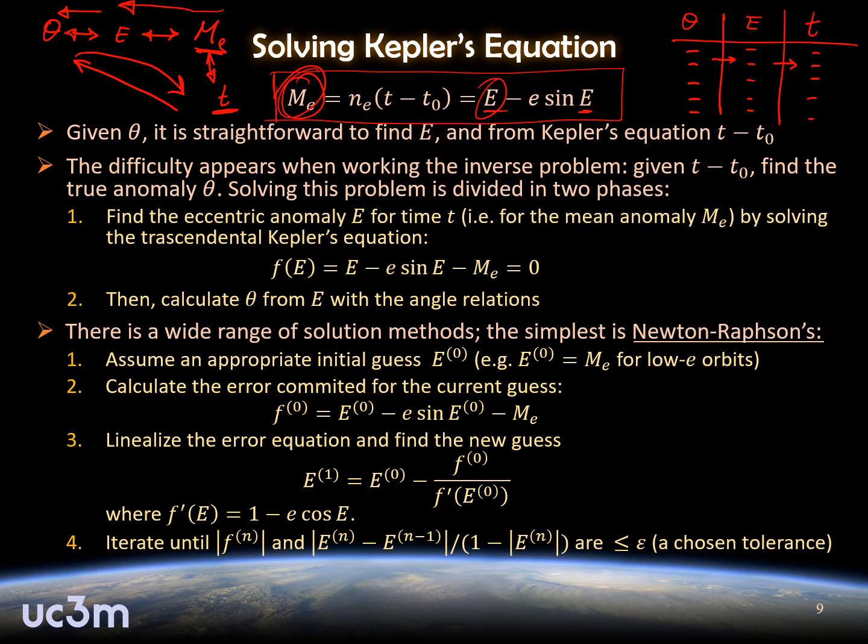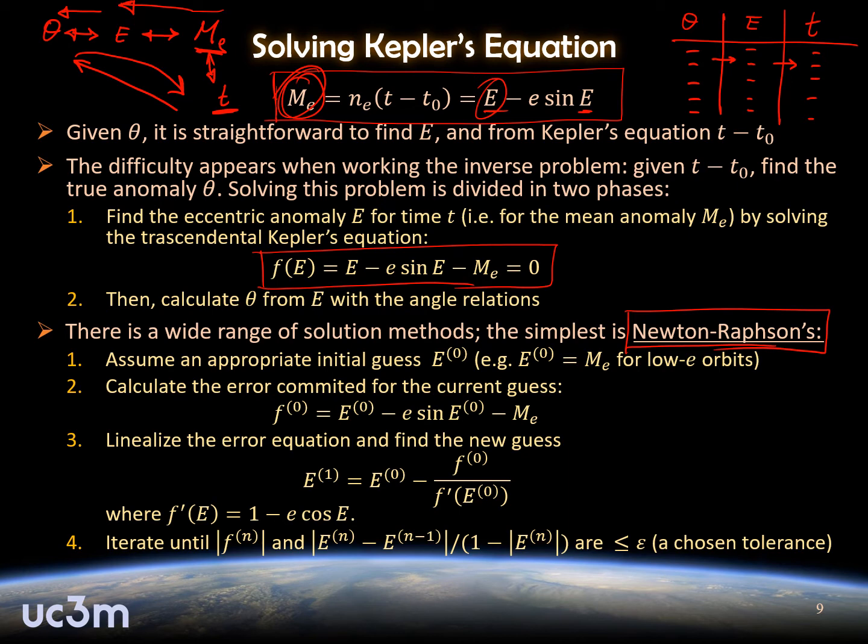One possibility is to use a solver, such as a Newton-Raphson solver, to iteratively compute the value of E with any chosen level of accuracy that we want. All right. So we first write our Kepler's equation in this form. This is what we call the error function. So if we find the solution for E, clearly this function has to be equal to 0.